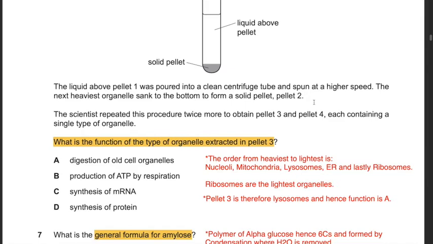Since they are asking for the organelle extracted in pellet 3, that should be, if you go from the left of this order, lysosomes. Pellet 3 is lysosomes, and what do lysosomes do? They carry out the digestion of all cell organelles. Therefore, the function of pellet 3, that is a lysosome, is A. Digestion of all cell organelles.